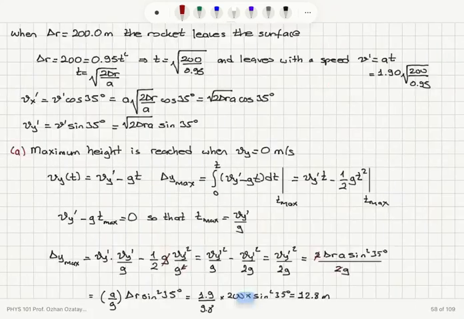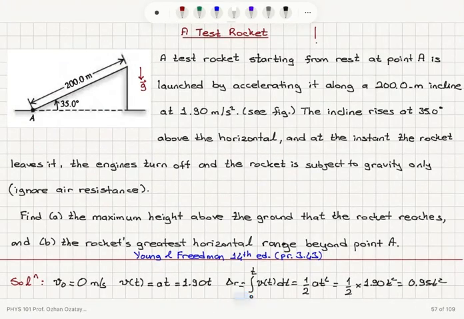Okay, so to summarize, we have a test rocket. The rocket accelerates with acceleration 1.9 meters per second squared up this incline, traveling a distance of 200 meters. When it reaches the top, the engines shut off and it basically has an initial velocity now. With that initial velocity, it's going to fall down. So we want to know the maximum height above the ground and the maximum distance we travel beyond point A.